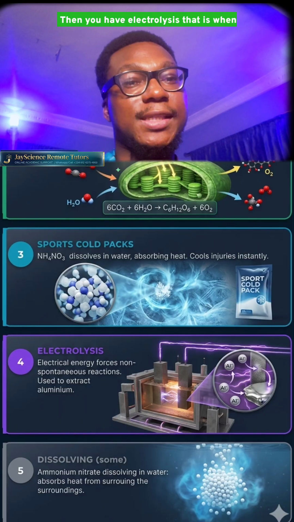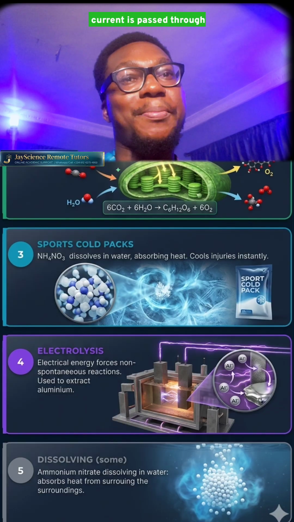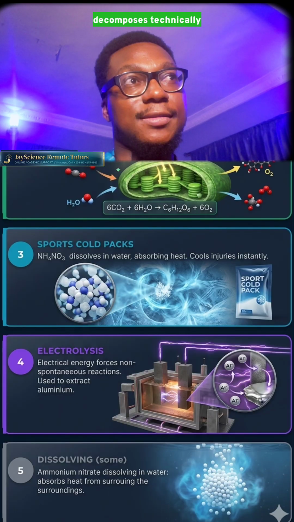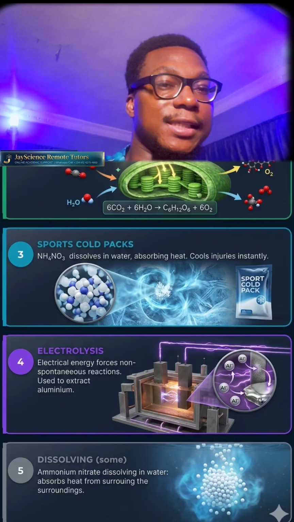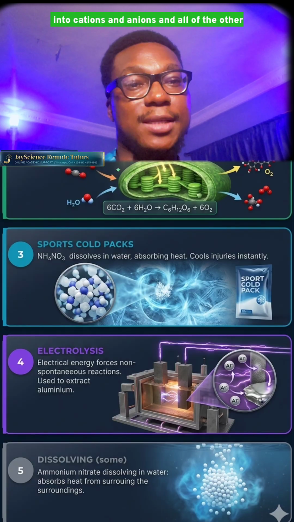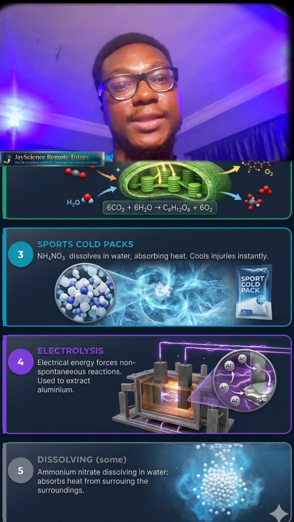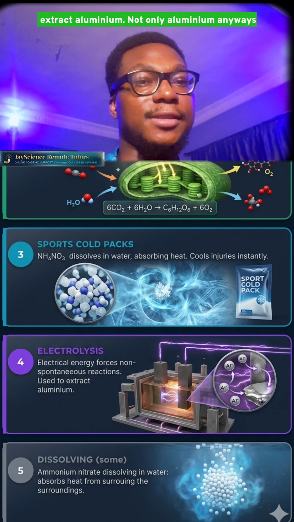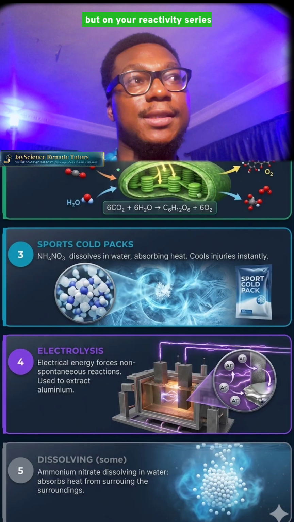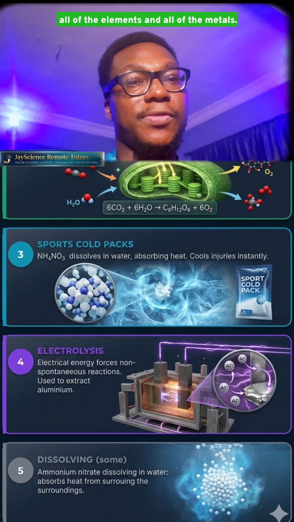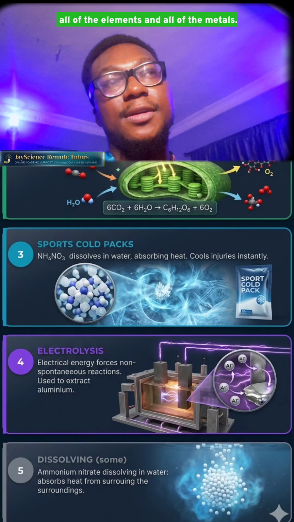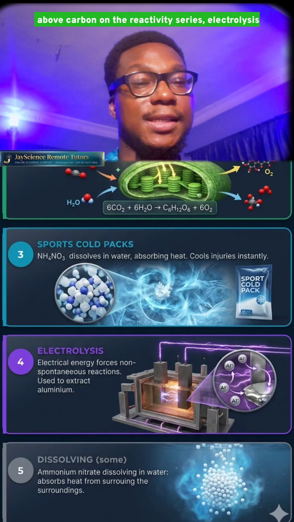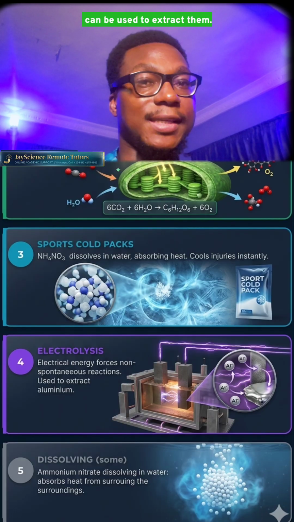Then you have electrolysis, that is when current is passed through an electrolyte and it decomposes, technically, that is, it separates them into cations and anions, and all of the other processes happen. So it is used to extract aluminium. All right, not only aluminium, anyways, but on your reactivity series, all of the metals above carbon on the reactivity series, electrolysis can be used to extract them.